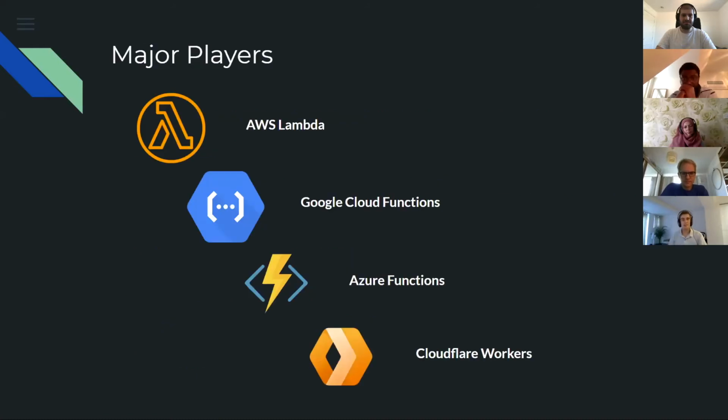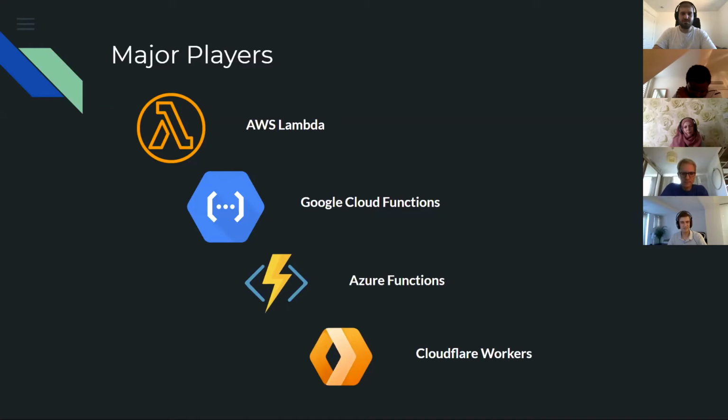All right, so a quick look at the major players. I'm not going to spend much time on this, but you've got AWS Lambda, Google Cloud Functions, Azure Functions, and Cloudflare Workers. I think the first three all have fairly complete serverless offerings in that they have a lot of backend as a service going on as well. Cloudflare Workers are a bit more targeted towards running small bits of code on the edge.